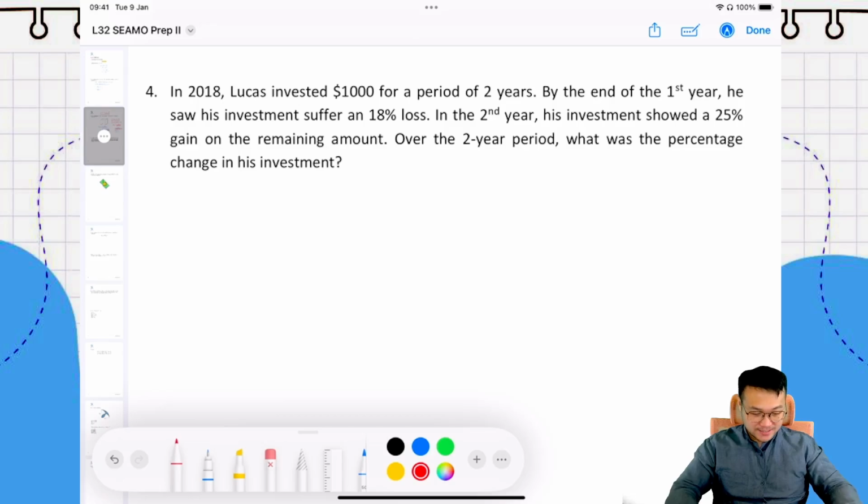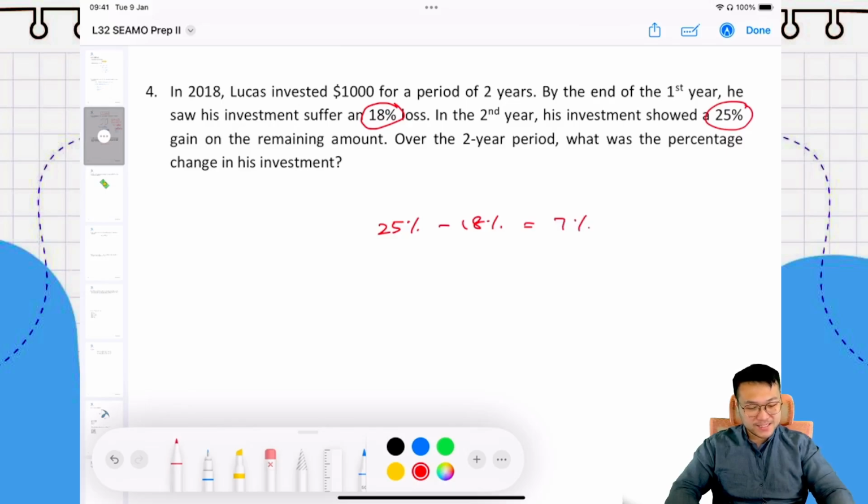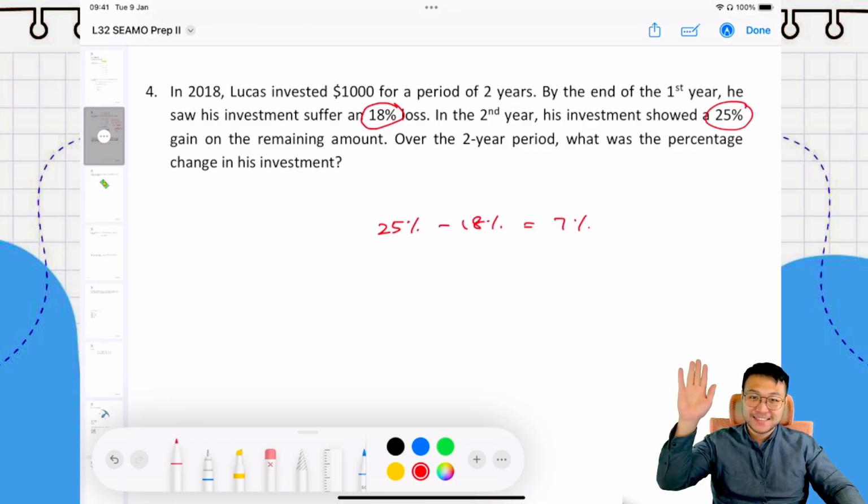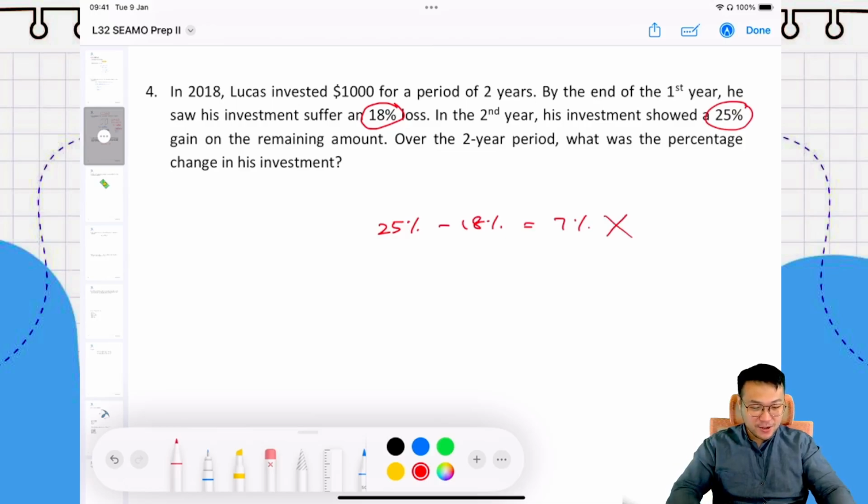Okay, everyone. When you look at this question, it's very easy, right? You say, oh, he lost 18% and then later he gained 25. So he gained 25, he lost 18. That means overall he gained 7%. Right, students? How many of you got this answer? Congratulations, if you got this answer, you are wrong.